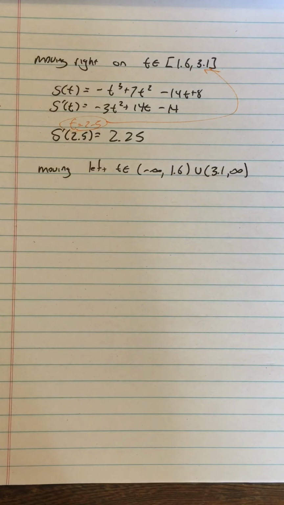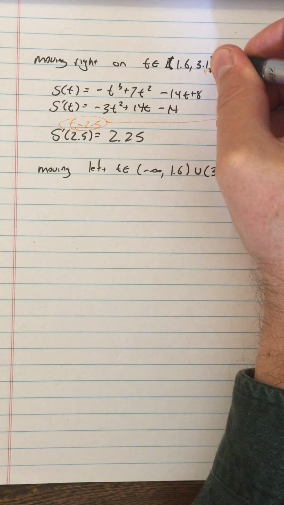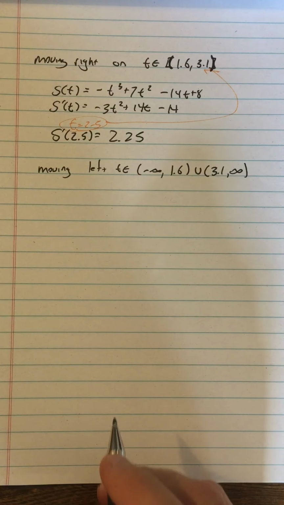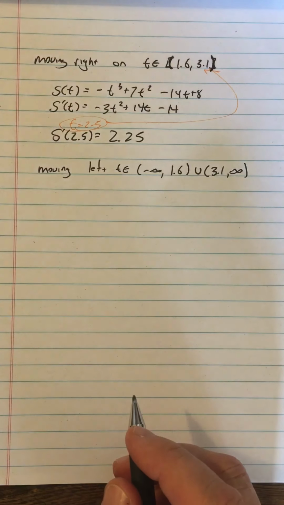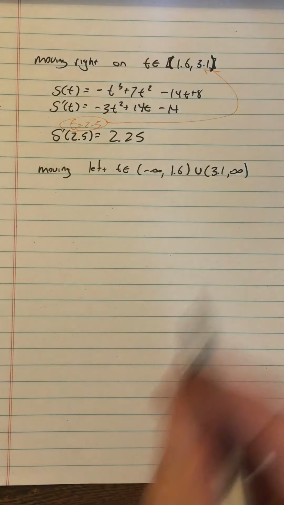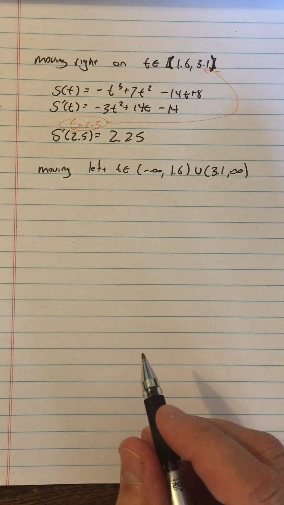All right, so I should make these open intervals because at t equals 1.6, the object is not moving to the right or to the left. It's not moving at all at t equals 1.6. So I should make all those open intervals. So that's when we're moving to the left.